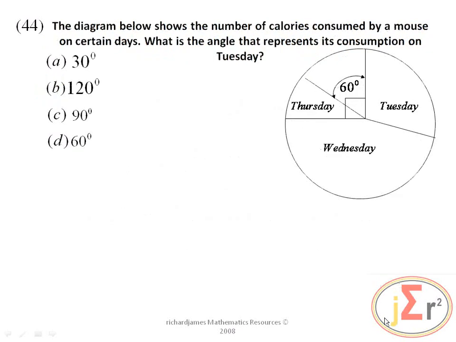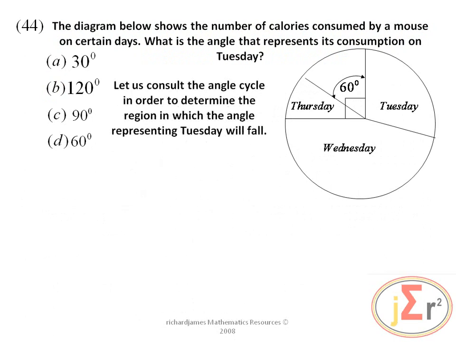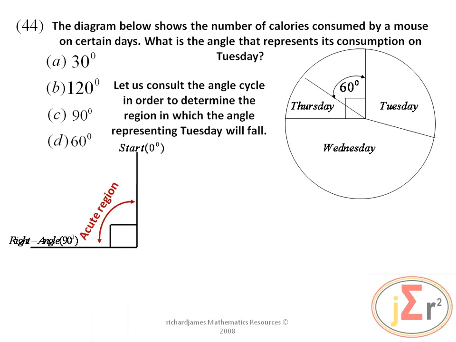The diagram below shows the number of calories consumed by a mouse on certain days. What is the angle that represents its consumption on Tuesday? Let us consult the angle cycle in order to determine the region in which the angle representing Tuesday will fall. So there we have labeled the acute region, and of course that acute region begins at 0 degrees and ends at 90 degrees. And of course we are looking at this angle, Tuesday. What do we notice? Which angle is bigger? Is this one bigger than this one, or is this one bigger than this one?